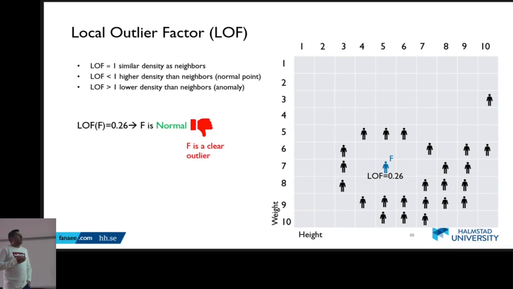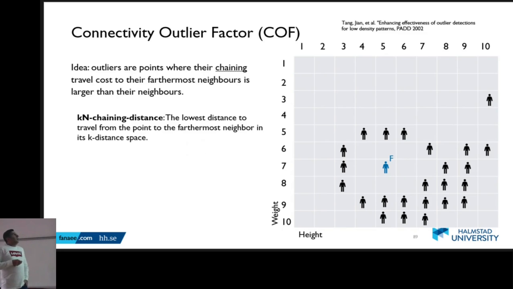But according to the LOF, it says that this should be a normal instance, which is not. You think this is a normal instance? This guy? This is normal? Isn't it? So that's why people developed a new approach called connectivity outlier factor, COF.